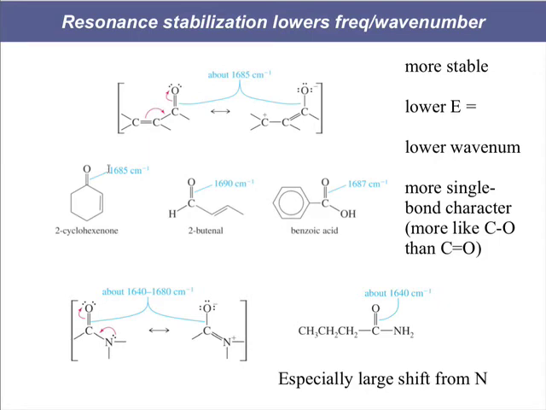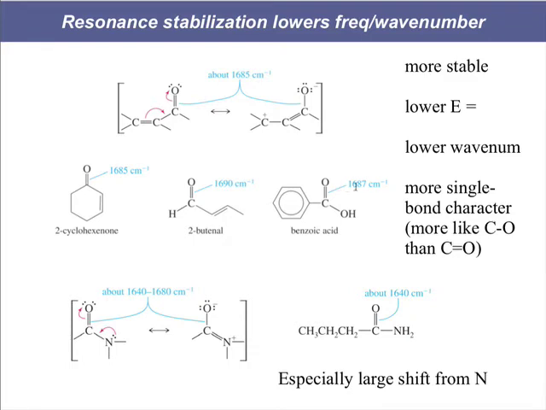So notice that all of these carbonyls here are conjugated. This ketone is conjugated with the alkene. That lowers the frequency of the ketone. Here's an aldehyde, normally 1725, lowered to 1690 because it's conjugated with this double bond. Our acid, again, normally around 1710, is lower, 1687, because it's conjugated with the benzene ring.